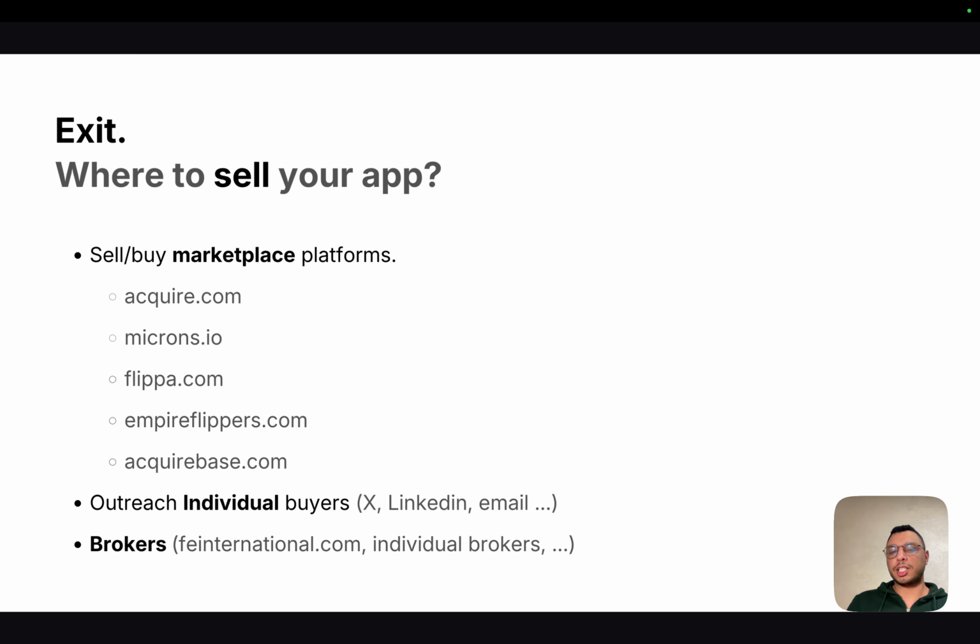Also we can try to outreach individual buyers, mainly on LinkedIn or X or through emails if you have some. We can try to reach some brokers. They help with the process and the intermediation between you and the buyer, mainly like FE International or individual brokers. They mainly have some investors or persons interested in buying apps. They have a ready list of those investors.